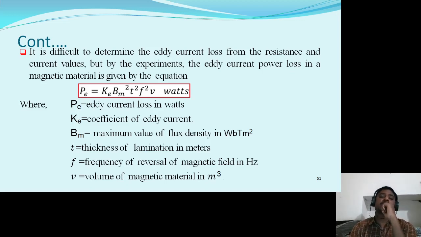For the hysteresis losses, it is Bm power 1.6 F V. For the eddy current losses, it is Ke, the coefficient of eddy current, times Bm square, F square, T square, and V. So what is the T here? We are providing laminations now, so T is the thickness of the laminations in meters. And F is frequency, V is the volume, B is the flux density, everything is known. And these losses are also measured in watts.